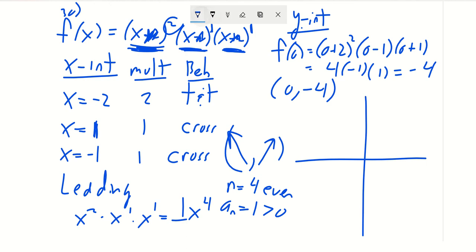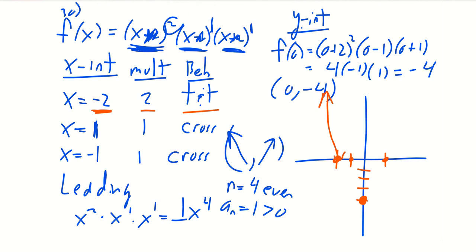And let's put it all together. So let's plot our points first. 0, comma, negative 4 is right here. I have an x-intercept at negative 2. We have an x-intercept at negative 1. And we have an x-intercept at positive 1. We know the end behavior is up and up, so I know it has to go up over here. I eventually have to come on down and hit this x-intercept at negative 2. At negative 2, the multiplicity is even, so it's going to touch and turn.